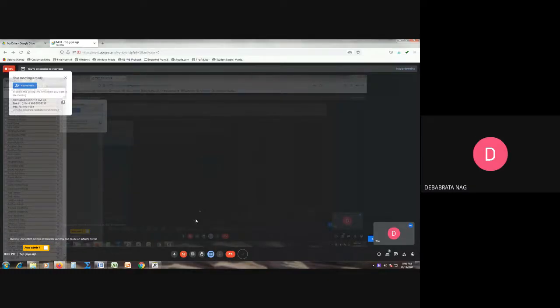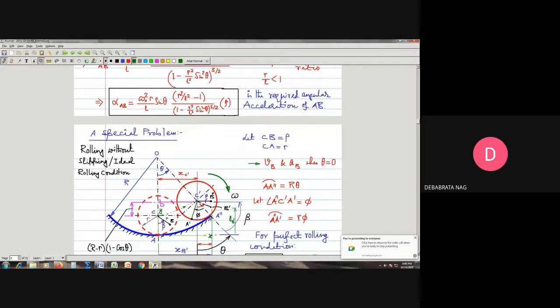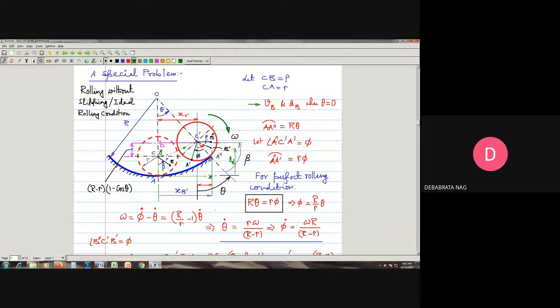So students, today we will take up a special problem on the absolute motion analysis. You remember that in our last class we have discussed the absolute motion analysis method for a couple of examples, and now today we will take up a special problem in our rigid body kinematics, which is known as rolling without slipping, or which is also termed as the ideal rolling condition.